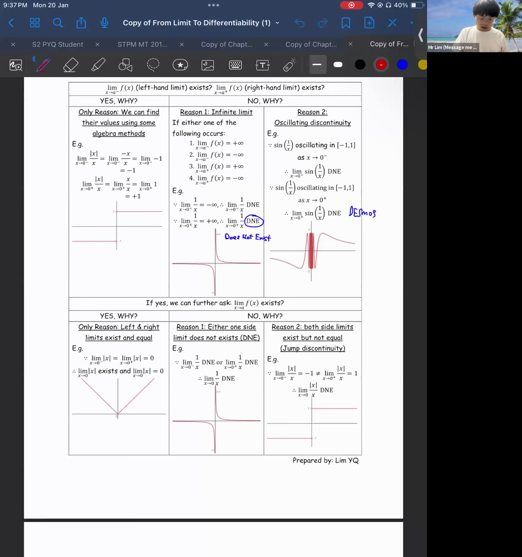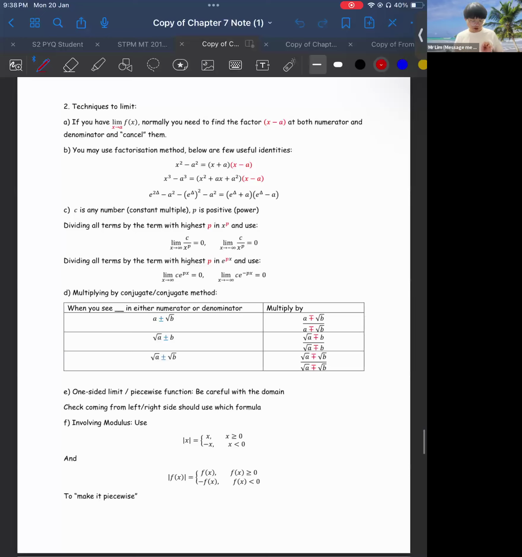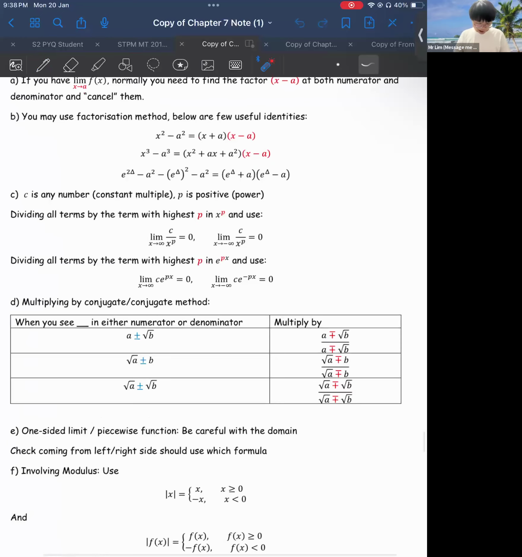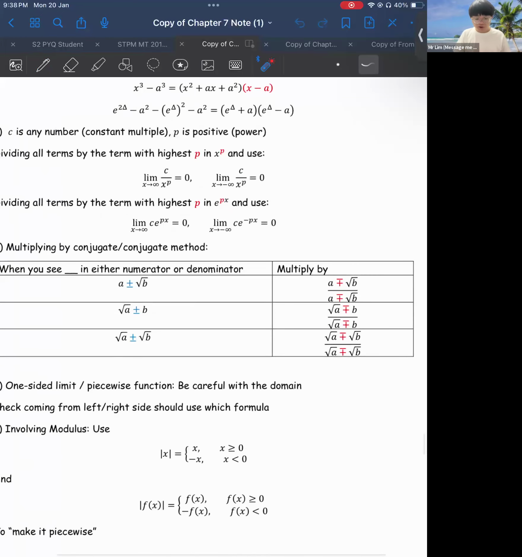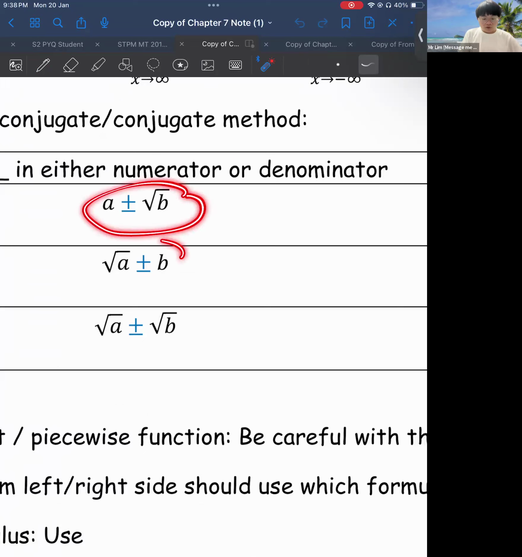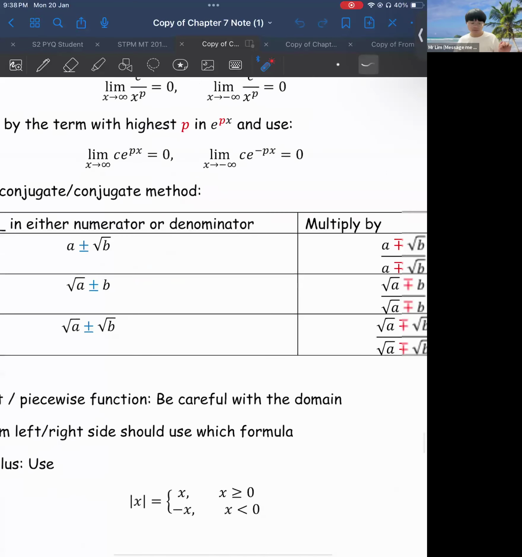In my notes, if you open the second page, here is the multiply by the conjugate over conjugate method. I have given you some simple notes with the common types of surds you see. It's either a plus root b, or root a plus b, or it can be minus. Or both, root a plus root b, or minus. For each of them, what are the conjugates?